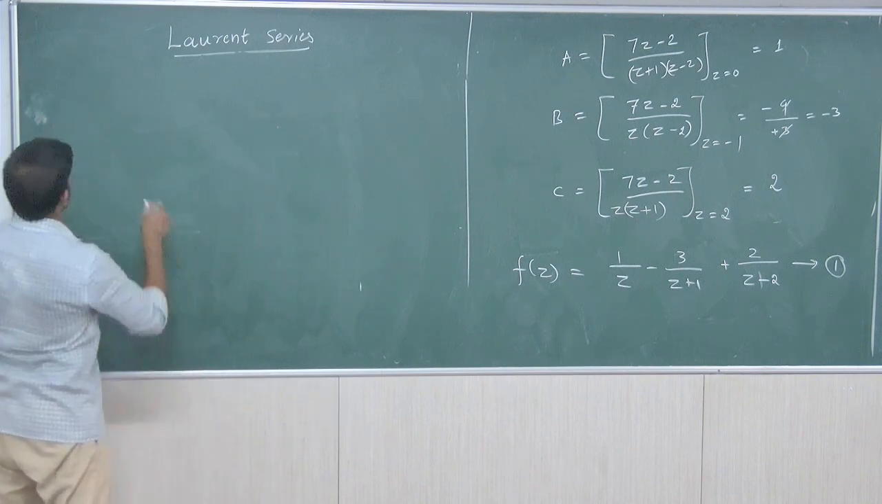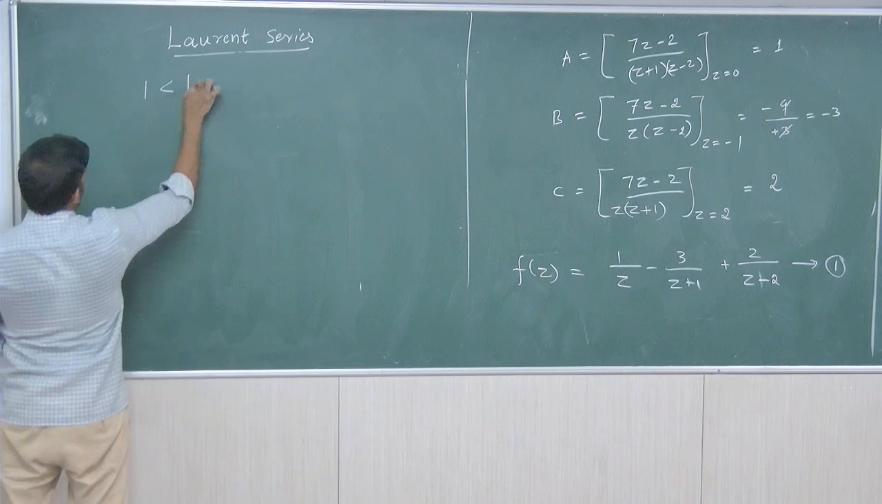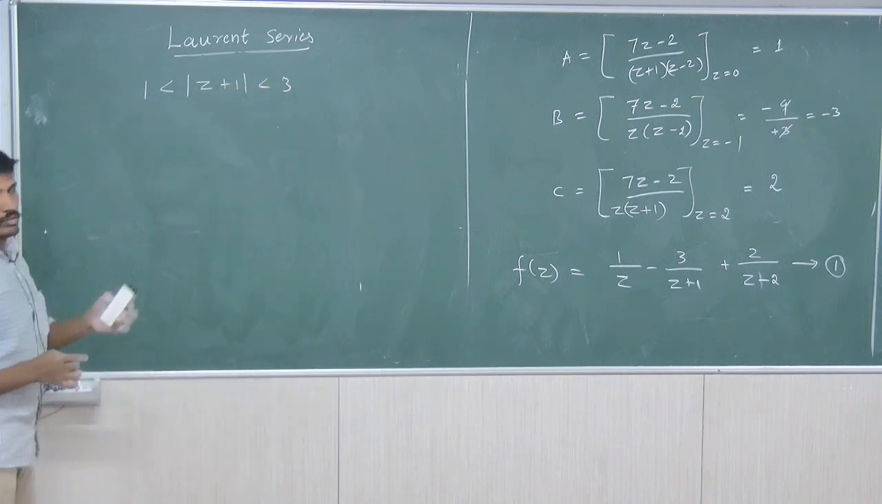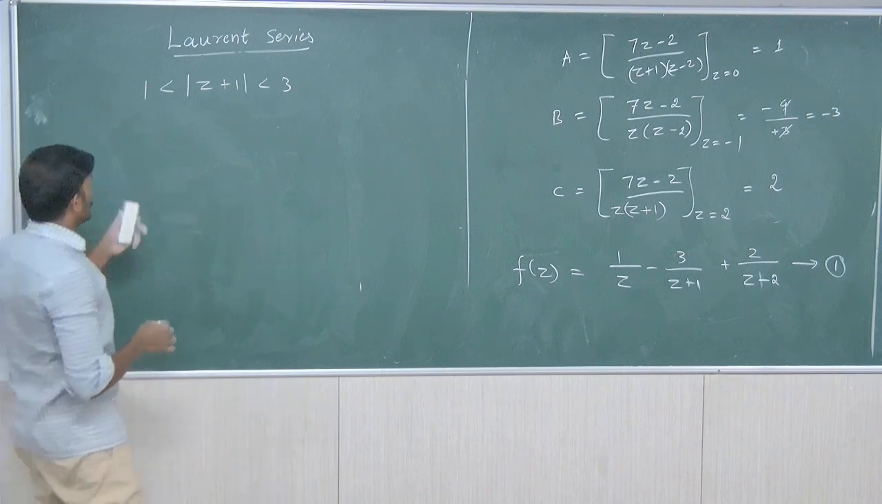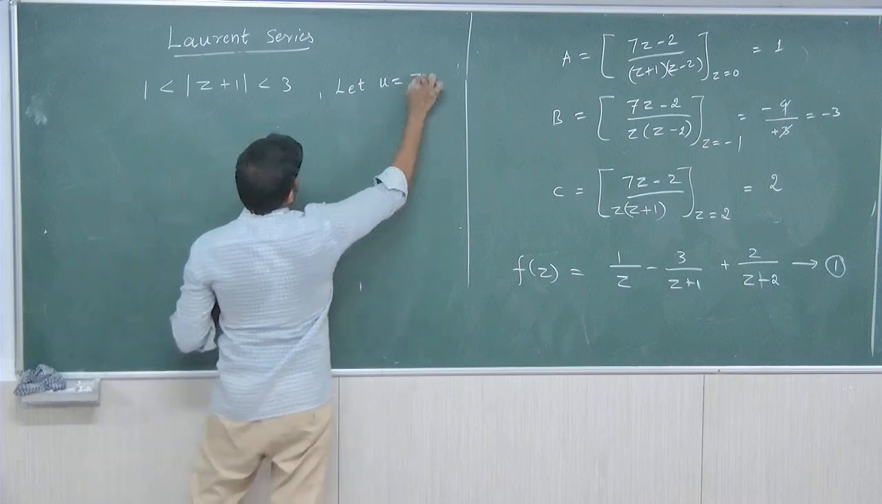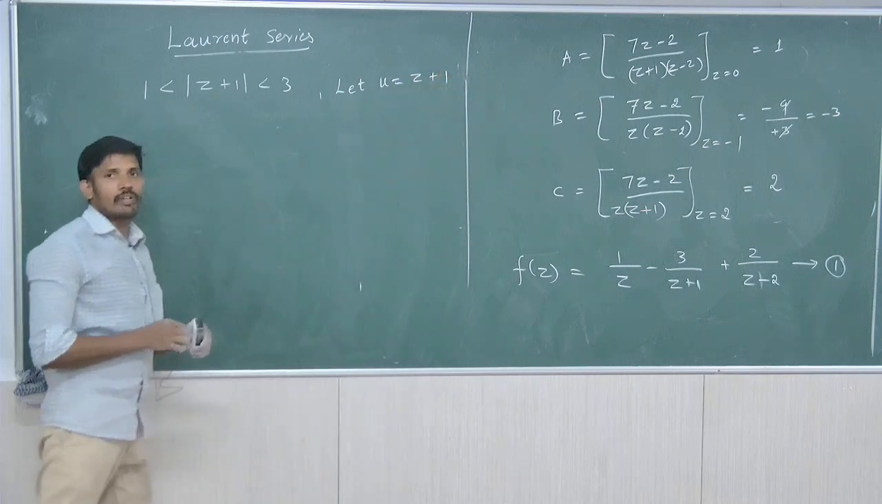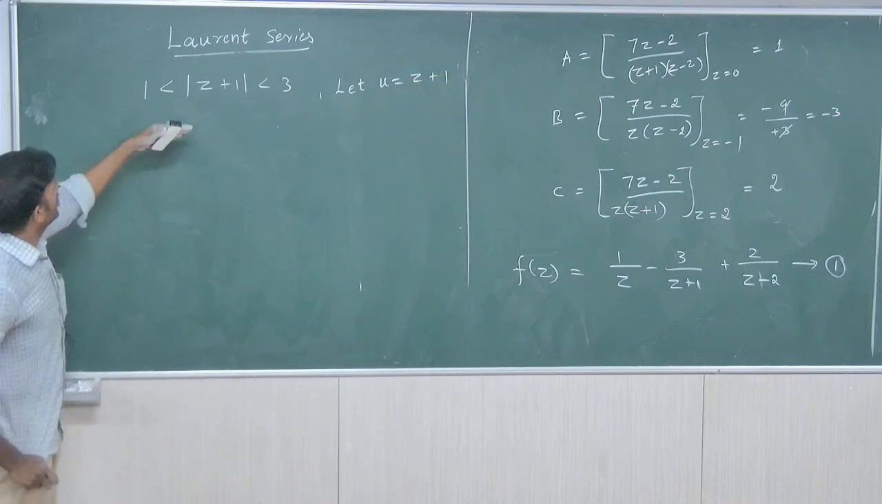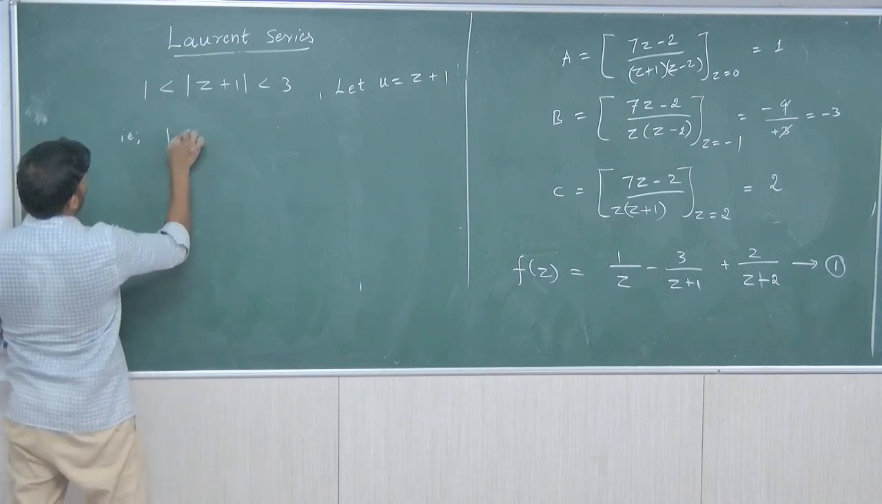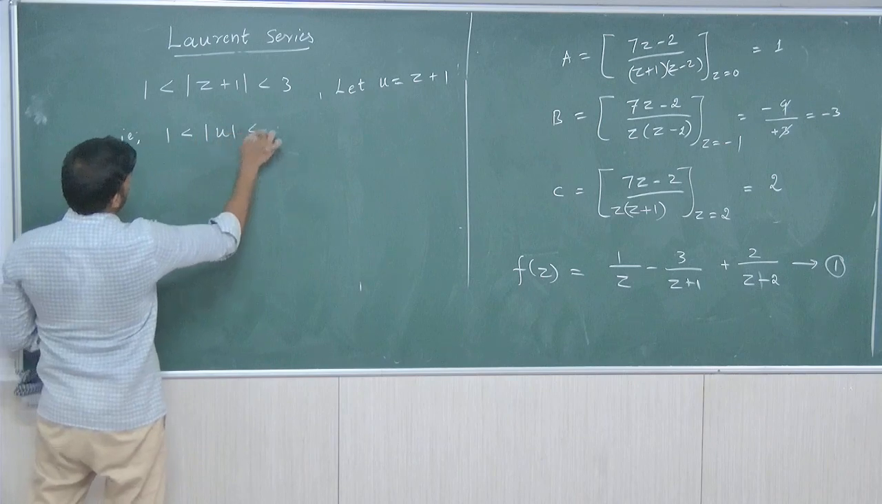The region is 1 less than modulus z plus 1 less than 3. By using a previous problem, here I am going to take u equal to z plus 1. So from that, this term is reduced to 1 less than modulus u less than 3.